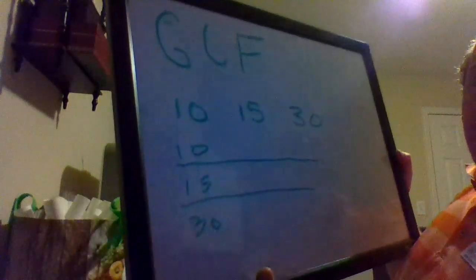All right, the first thing we're going to do is write out our numbers in a little chart: 10, 15, and 30. You can divide them off and put the lines if you want. It just makes things more organized, in my opinion. Let's drop my lid. All right, just like that.